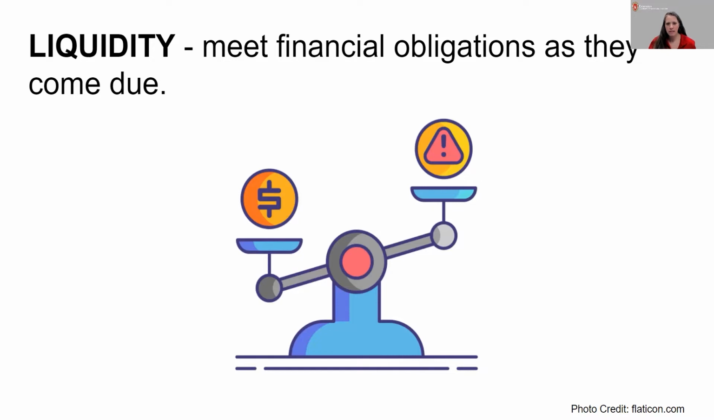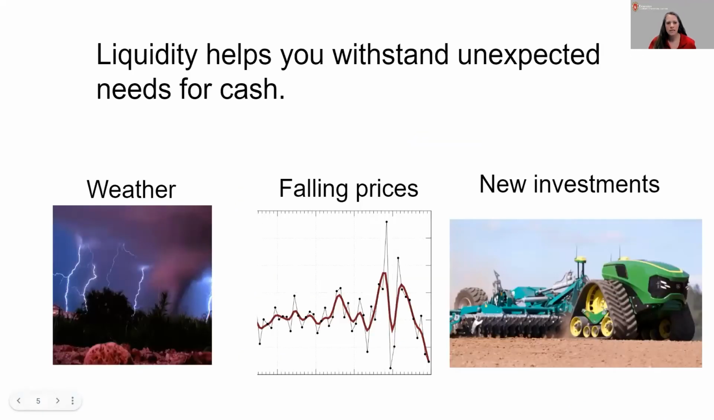It measures the ability of your farm to meet financial obligations as they come due, without disrupting the normal operations of your farm business. Liquidity is your business's cash reserve. You need liquidity in order to withstand unexpected needs for cash, such as adverse weather events, price conditions that may result in economic losses, or for new investment opportunities.